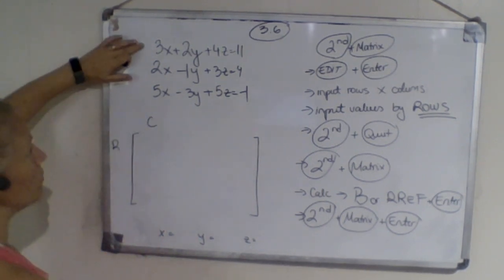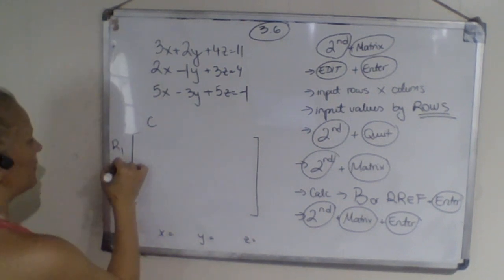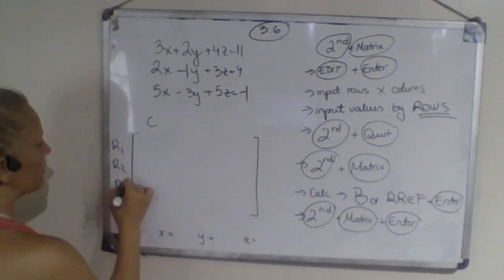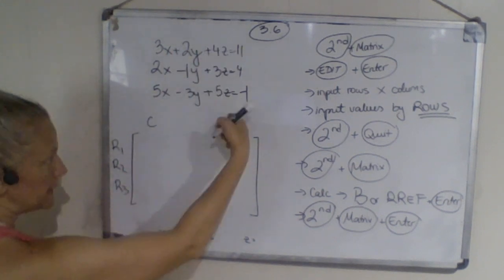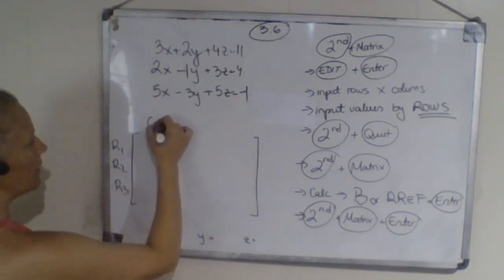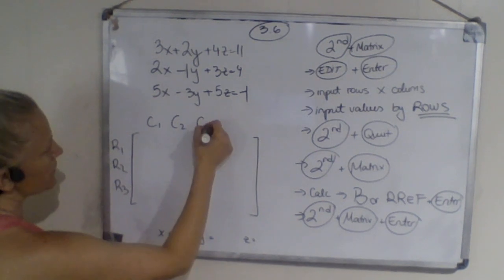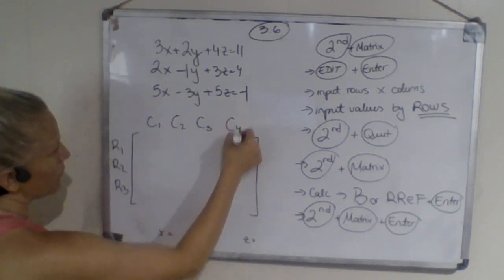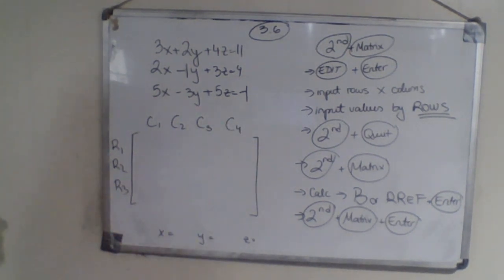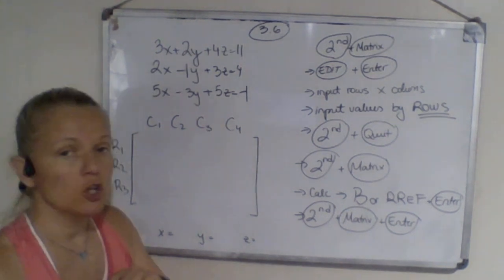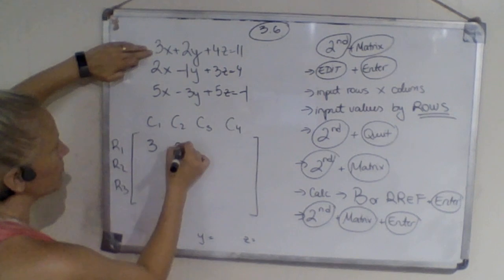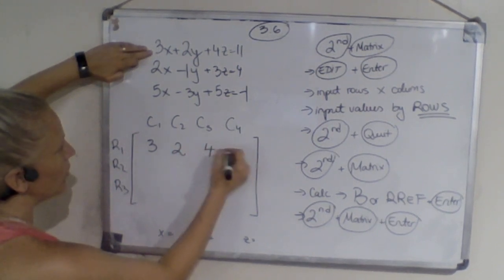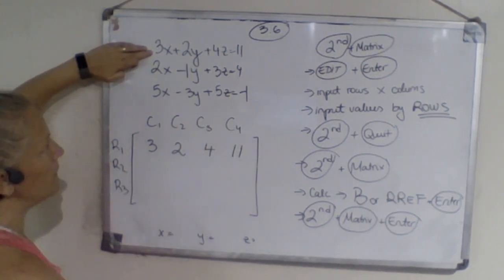If you look at this, 1, 2, 3, I know I'm going to have 3 rows. And if I look at this and I go x, y, z, and the constant, I have 4 columns, right? And now we're going to go by rows, and we're just going to write numbers, not the variables. So for my first row, I have 3, 2, 4, 11. I'm done with the first equation.